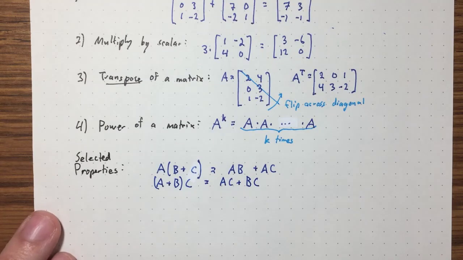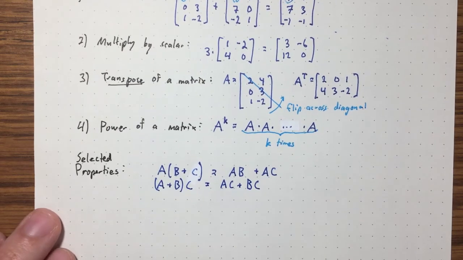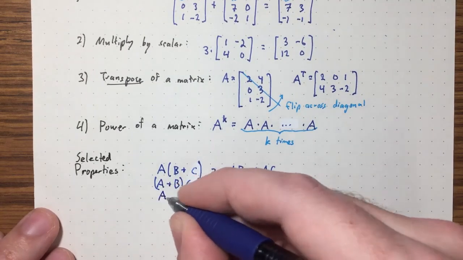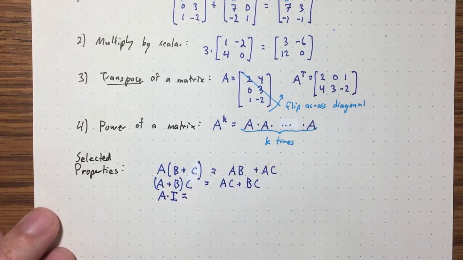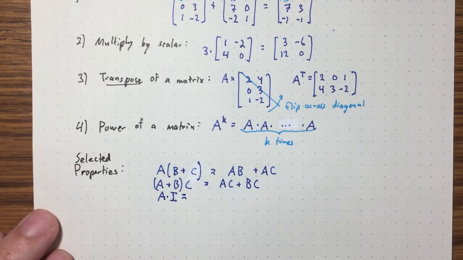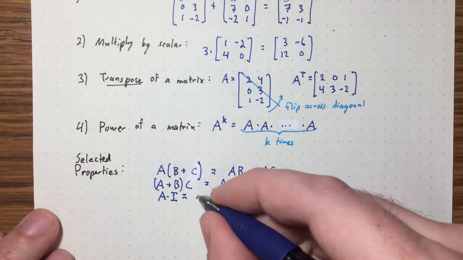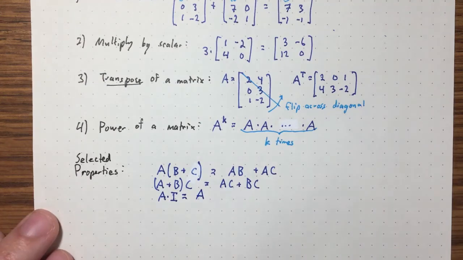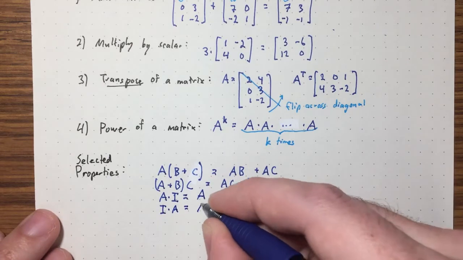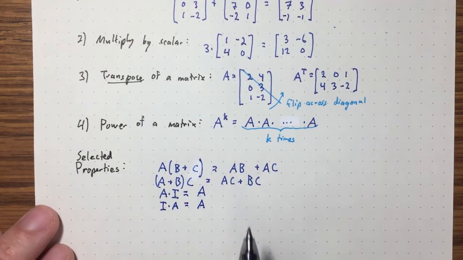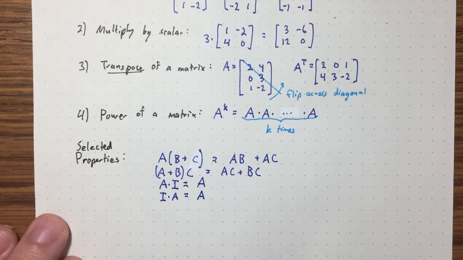What else can we do? What if we do A times the identity matrix? What do you think multiplying by the identity is going to do? Well, nothing interesting, right? Because if we think about it as transformations, we're doing the nothing transformation followed by A, which is just the same as just doing A, right? And we can do it the other way around. Doesn't matter. We can do the transformation A followed by the nothing transformation, but that's the same as doing A.